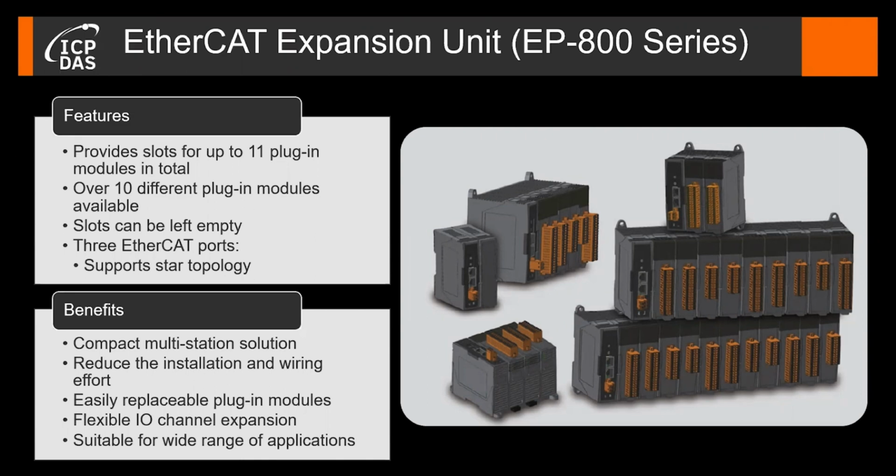You can choose chassis with 1, 2, 3, 5, 9, up to 11 slots. Slots can be left empty. The empty slots can be used for future machine extension. And the benefit of the EP800 series is that plug-in modules can be quickly and easily inserted and removed from the front of the rack. Plug-in modules are easily replaceable. If one plug-in module fails, it can be replaced while the system is running. So it supports hot plug.